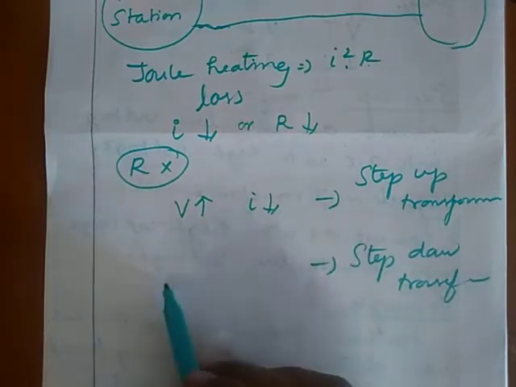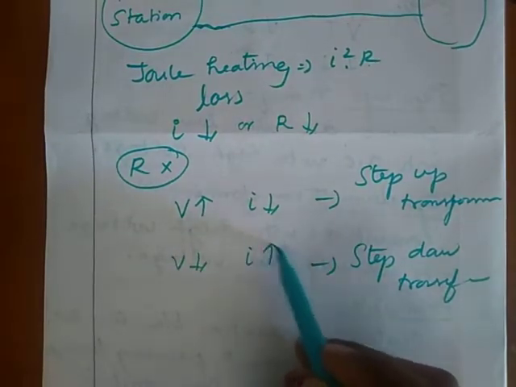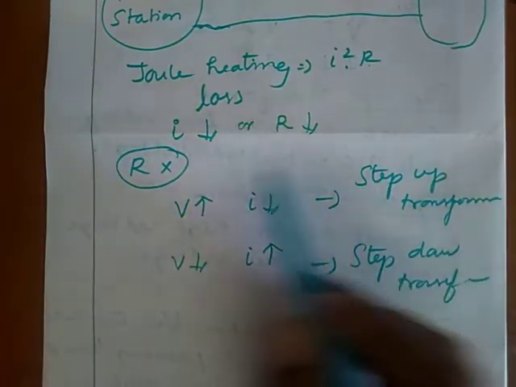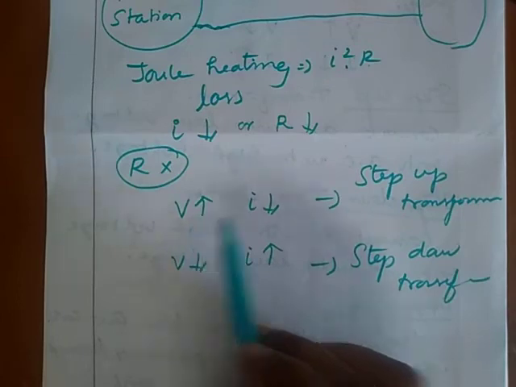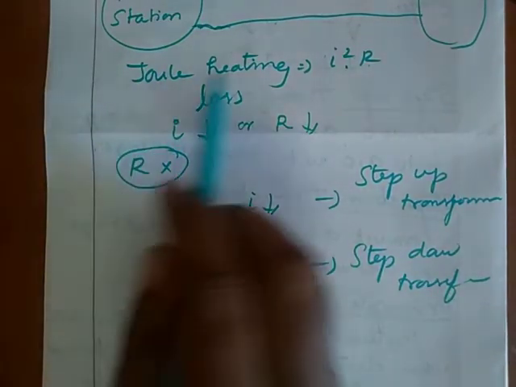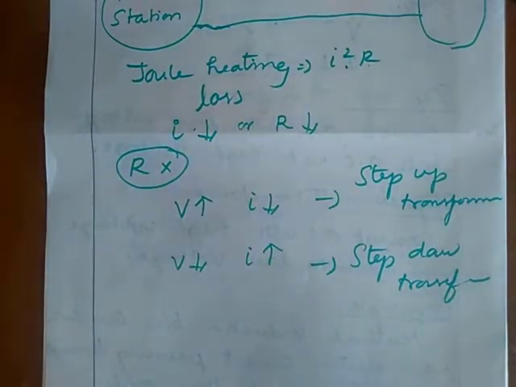Okay, here the step up transformer increases the voltage and decreases the current. See, using the step up transformer we are increasing the voltage and decreasing the current, and reducing the Joule heating loss. Okay, let me see a simple illustration.